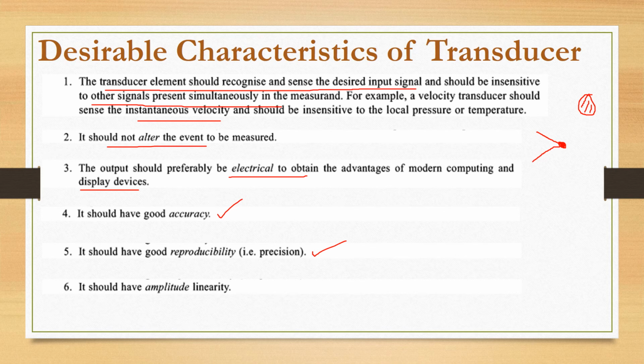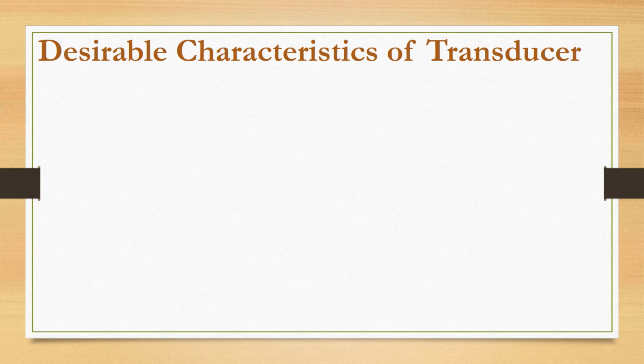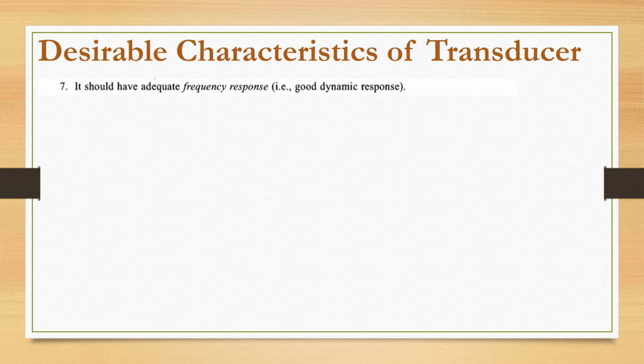The next desirable characteristic is that it should have amplitude linearity, means your output and input should be related linearly. Now we will see some more desirable characteristics of transducer. The seventh one is it should have adequate frequency response or dynamic response. Means suppose the physical quantity which you are measuring is changing with time, then your transducer should be such that its value should also change, means its response should be fast.